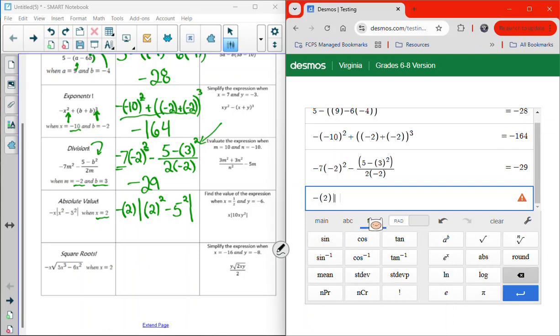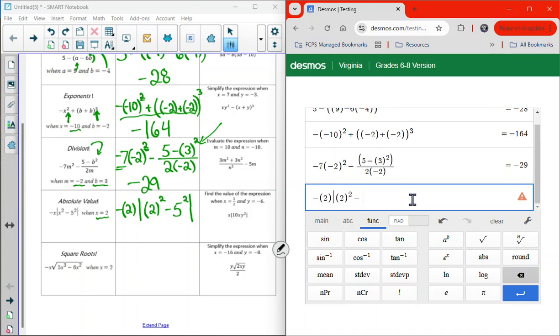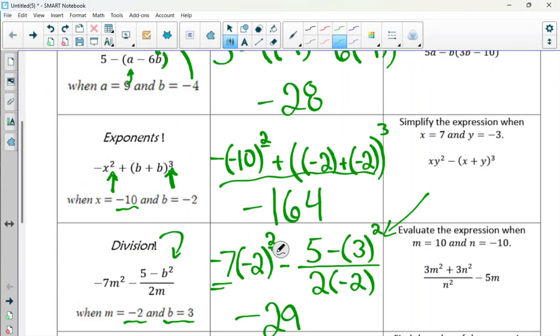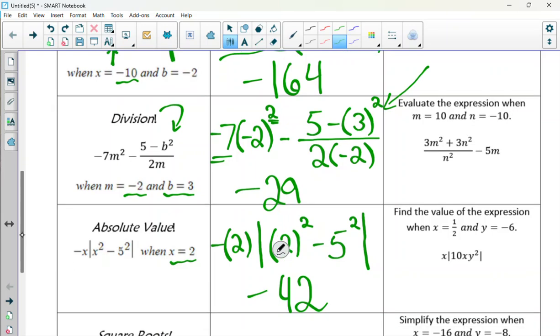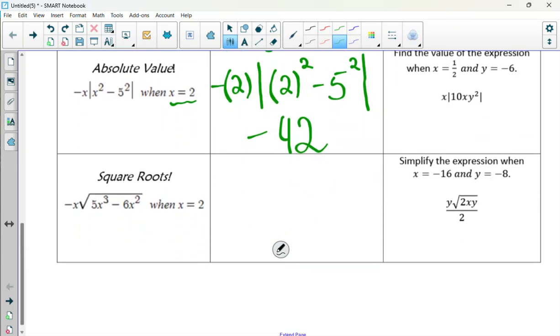But you can also click on this function button and then hit this button for absolute value. I just think it's easier to use the keys that are on the keyboard. Now I'm going to type 2 in parentheses with the squared on the outside minus 5 squared. And then I'm going to close my absolute value. That gives me negative 42. I'd obviously rather you understand the steps of order of operations, but Desmos is so useful and we have access to it, so I'm just suggesting that we use it as much as we can.